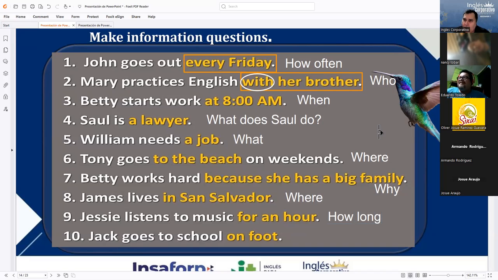Number nine. Jesse listens to music for an hour. How long? Okay. So, the next one. What do we say? Jack goes to school on foot. No, the question nine. We didn't make the question nine. How long, Jesse, listen to music? And the auxiliary? How long does Jesse listen to music? Excellent. Some people say, for how long? For how long does Jesse listen to music? For is not necessary.